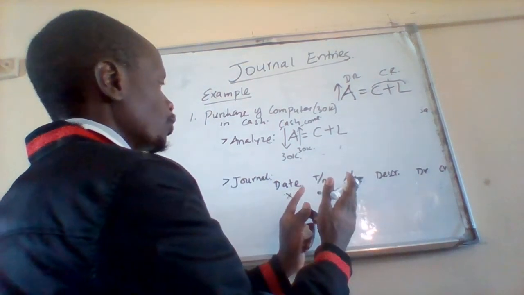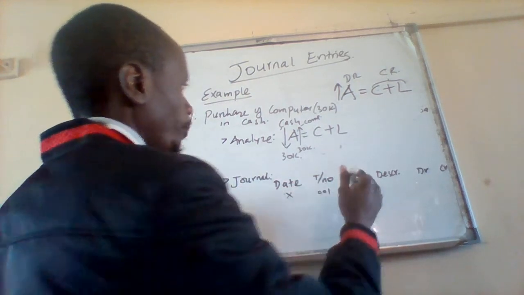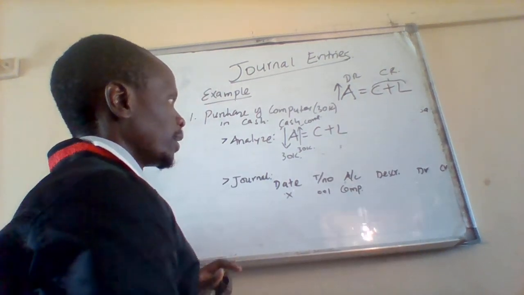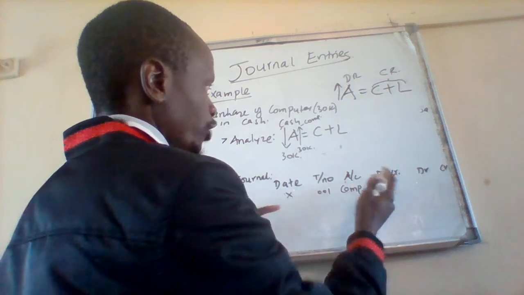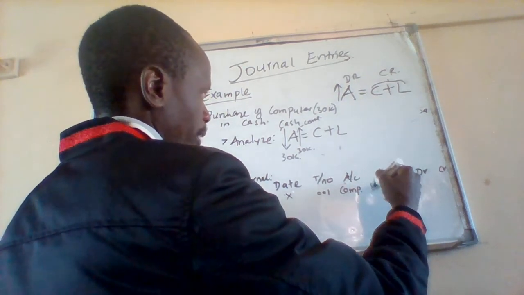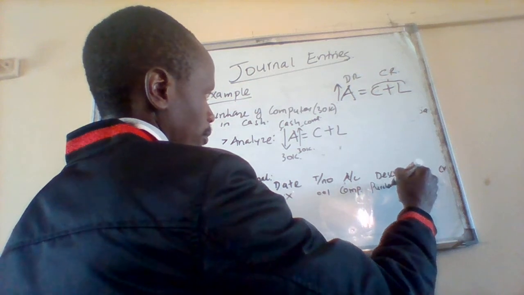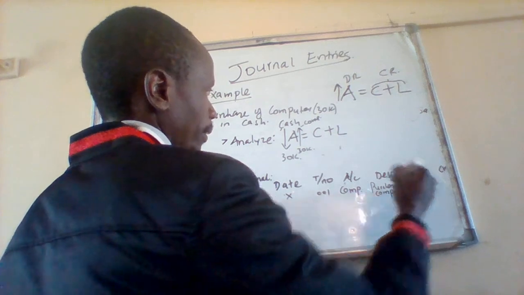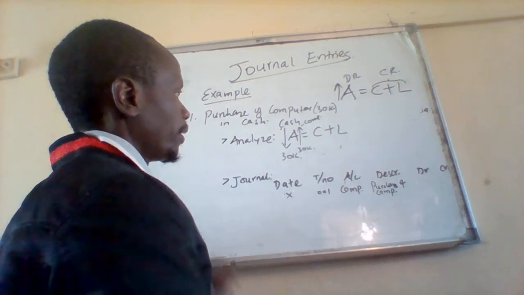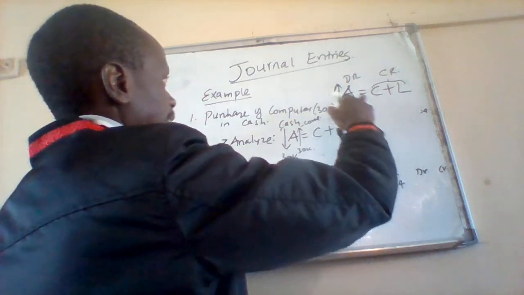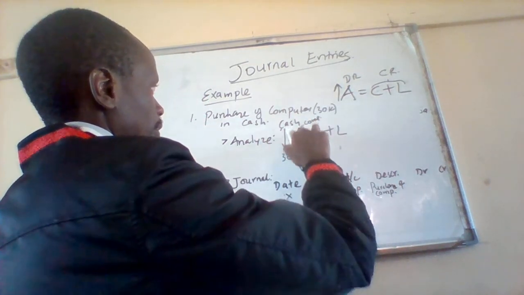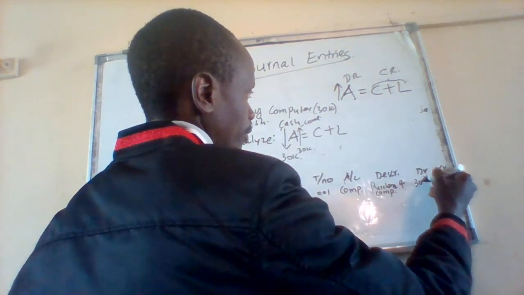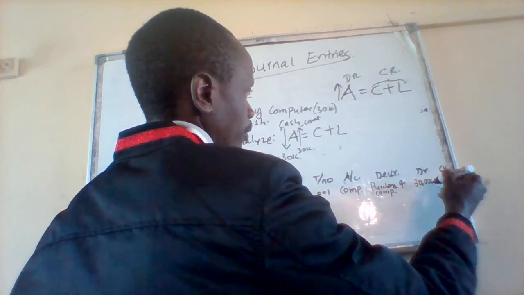The account that we are dealing with now is computer account. The description is purchase of computer. And then we will have an increase. The computer increased asset. So it will be 30,000.